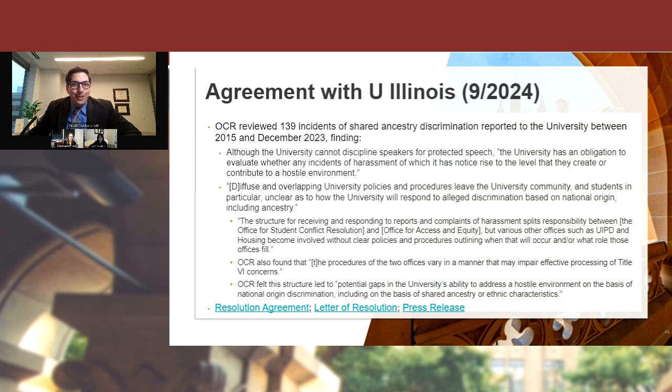Next, the second to last one, I'm almost there, is the University of Illinois, again a large public institution. Here, OCR was concerned about policies. Diffuse, overlapping policies and procedures left the university community, at least in OCR's view, unclear about how to respond. So the takeaway here is the importance of having clear policies, and we'll get to that in the best practice section. To the extent that you have policies that are less than robust or that you need to fill in, that's something this decision can help with.